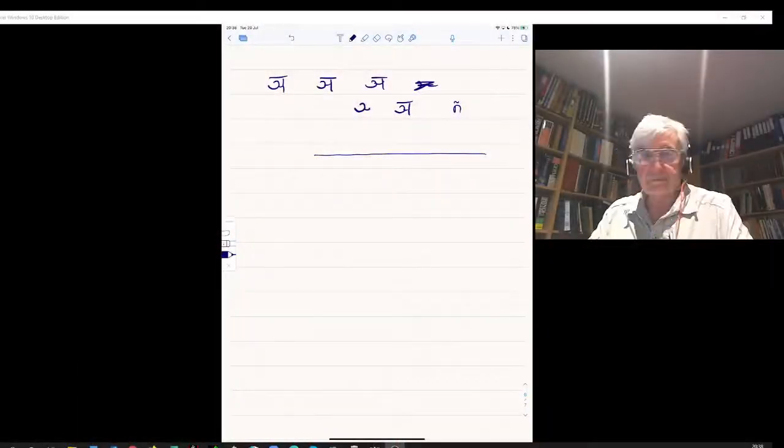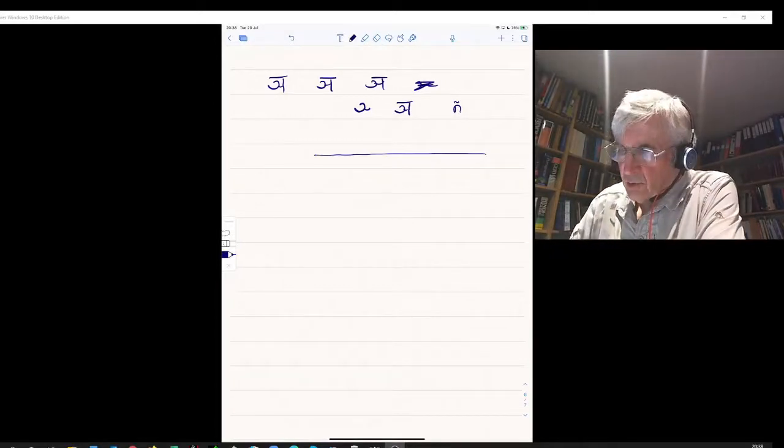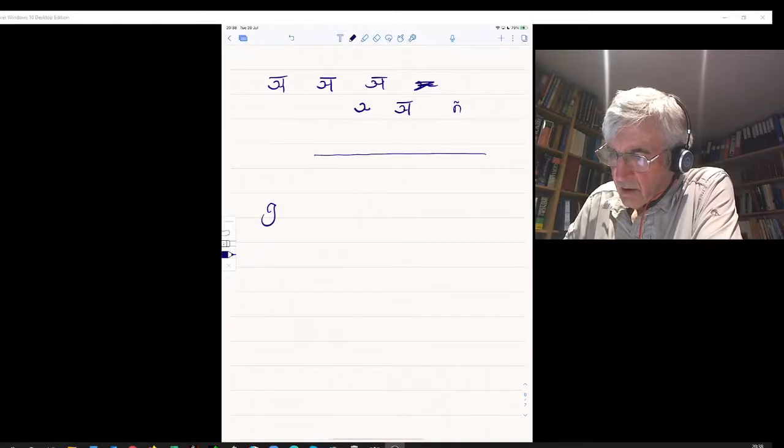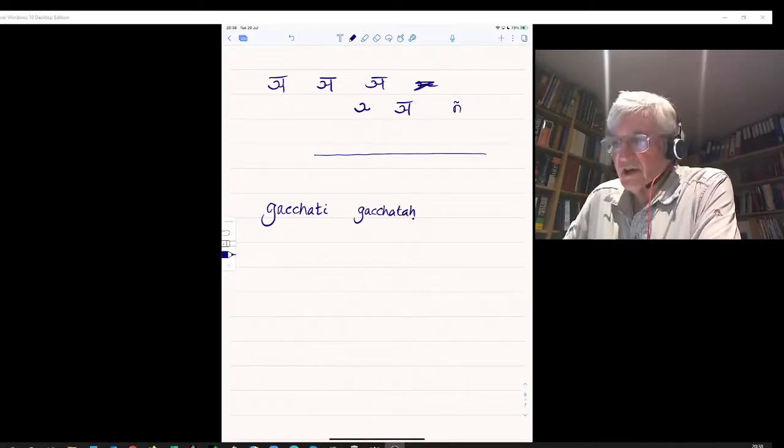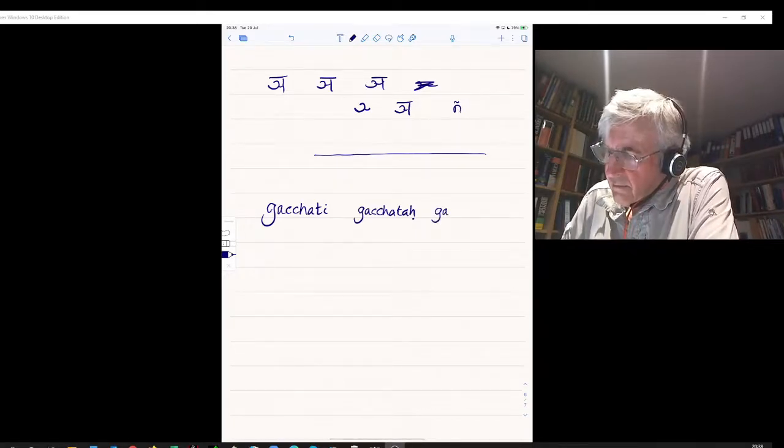Now that we've got this conjugation all together, it will be convenient for you just to look at the various endings in comparison with one another. I will now share my screen and just write it out for you. There we are, in the traditional order. So, gacchati, gacchataha, and the plural, gacchanti.